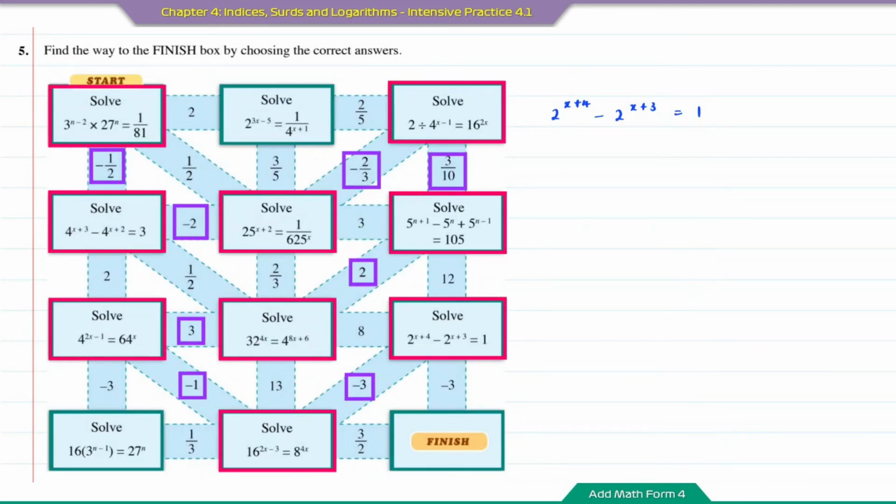Next, we're going to solve for this. So I'm going to rewrite the 2 to the power of x plus 4 as 2 to the power of x multiplied 2 to the power of 4. And for the other one, I'm going to write it as 2 to the power of x times 2 to the power of 3 equal to 1. Now you have 2 to the power of x for both terms here. So I can factorize this.